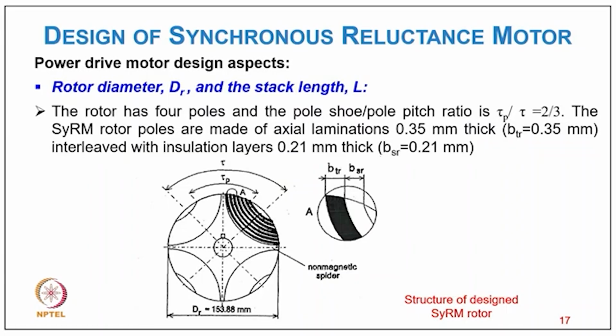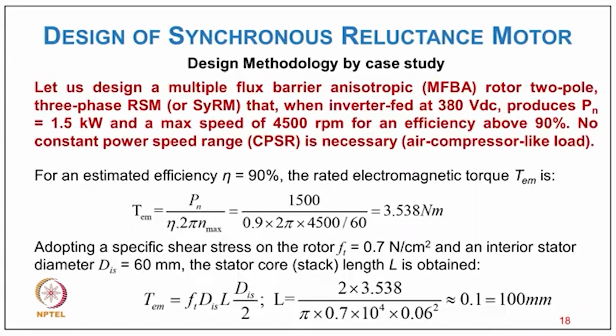So SRM rotor poles are made with axially laminated 0.35 millimeter thickness laminations, with BTR equal to 0.35 millimeter, interleaved with insulation layers of 0.21 millimeter thickness. So BSI equals 0.21, as you can see in the diagram, with the structure of the designed synchronous reluctance motor.